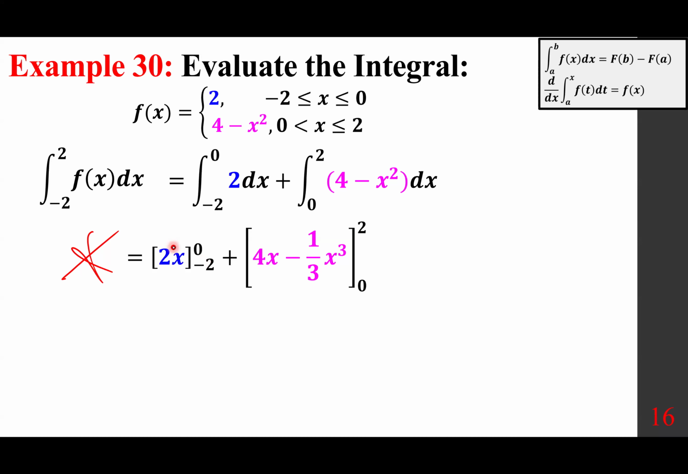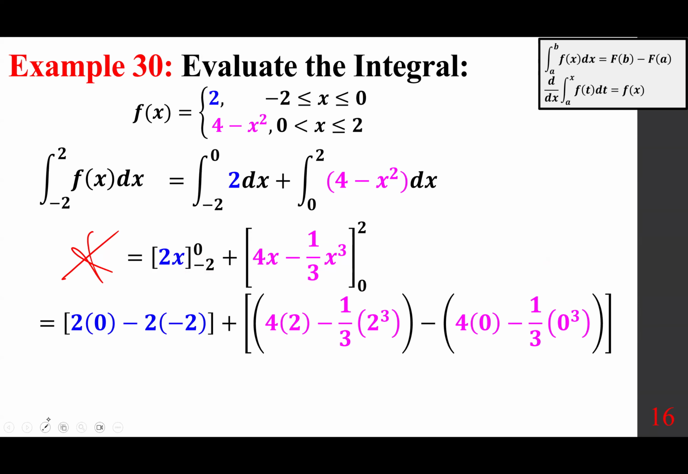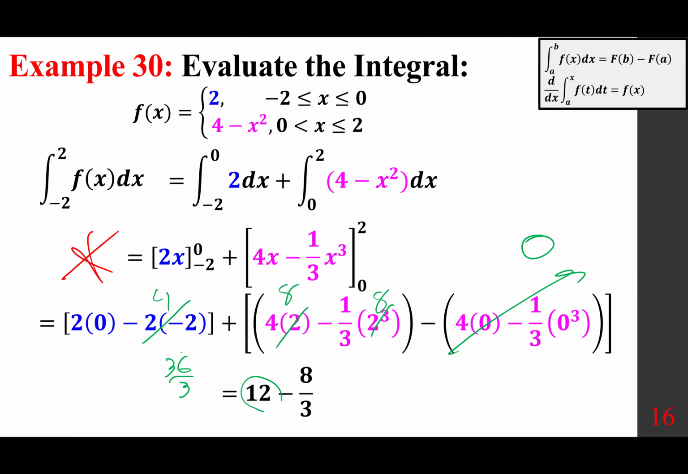Now you're going to plug in here. You get 2 times 0 minus 2 times negative 2. This one is 4 times 2 minus 1/3 times 2 cubed. And when you plug in 0, it becomes 0. So this becomes 0 and it has no bearing. Okay. And of course, this is 4. This is 8. We have 12. This is also 8. 12 minus 8/3. And 12 is 36/3. We get 28/3.